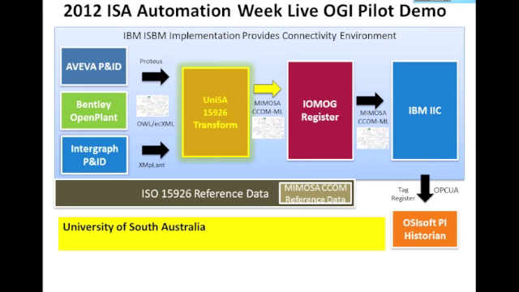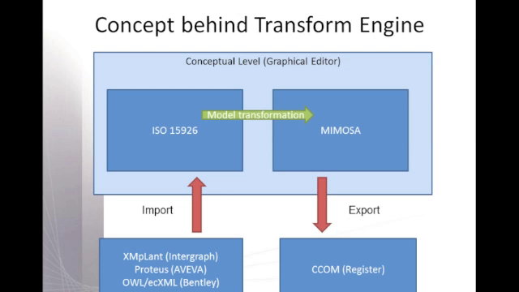What the transform engine is doing is it consumes the information from all 3 suppliers on an ISBM server channel. Internally, it imports the different formats. So this is XMPlant format from Intergraph, the Proteus format from AVEVA, and the OWL and ECXML format from Bentley, and then lifts this information to a conceptual level. We do it that way because on that level we can more easily check that the semantic transformation is correct from the ISO 15926 to the MIMOSA side.